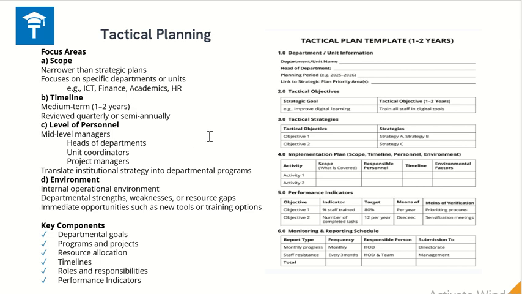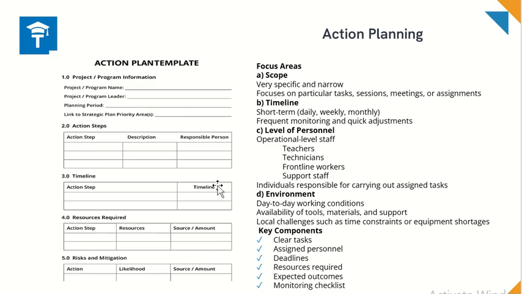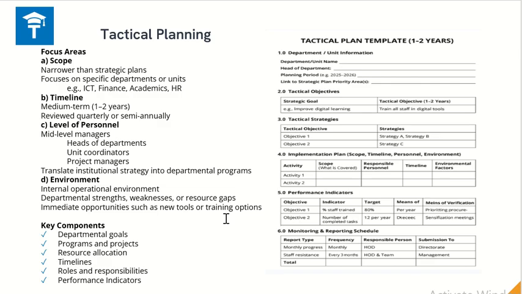The level of personnel needed in the tactical planning is the mid-level managers, like the HODs, the heads of departments, the unit coordinators, the project managers, etc. They are used to translate the institution's strategy into departmental programs. For the environment required for the tactical plan, we need the internal operational environment. We need the departmental strengths, the weaknesses or resource gaps. Also, we need the immediate opportunities such as new tools or training options. The key components of the tactical plan: we need the departmental goals, the programs and projects, resource allocation, timelines, roles and responsibilities of each participant, and the performance indicators.